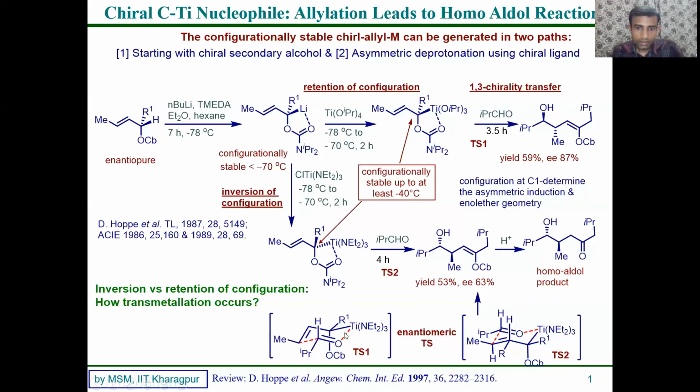We can explain the product outcome by a Zimmermann-Traxler type of closed transition state, as shown here. The aldehyde coordinates with the titanium to lower the energy of the LUMO of this carbonyl pi star, and here a new bond forms. This is the E geometry, and this chiral center makes this CBZ go axial. Because of the titanium, this configuration is stable, so if you fix it in this chair-like transition state, it has to go there. Same for here also. So overall this gives you this anti product, and this also gives you this anti product.